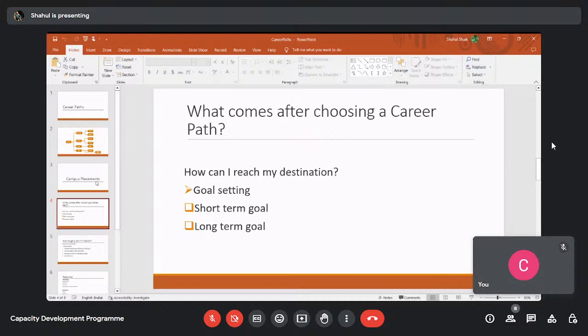Now after setting a goal, what you have to learn and how much time it might take, you should have some picture of everything. And now, to get into an IT sector job, what skills you will need and what resources you will need, we will see them.